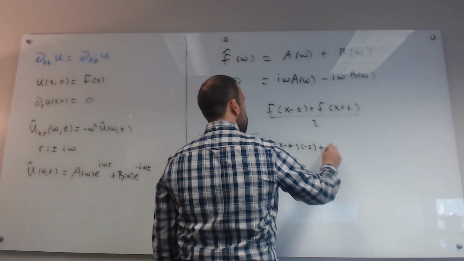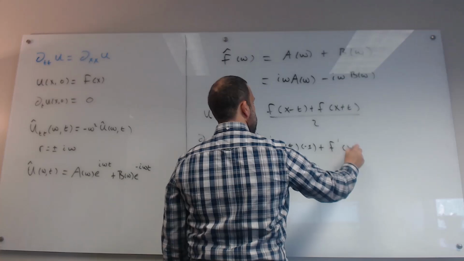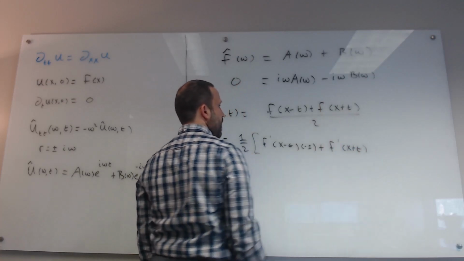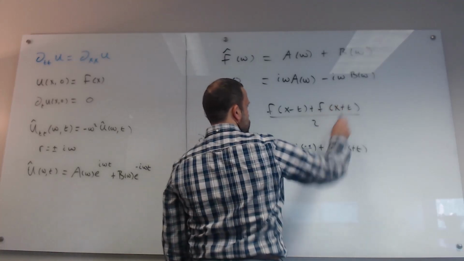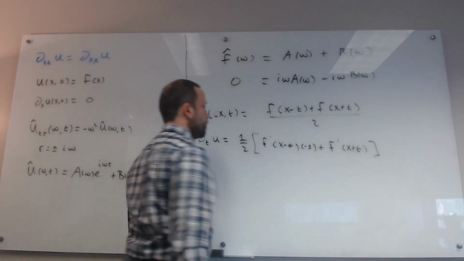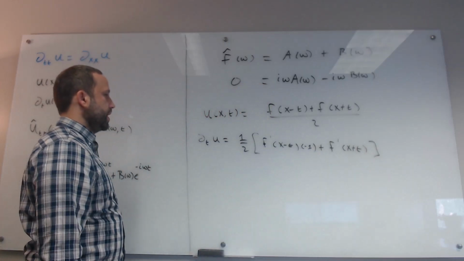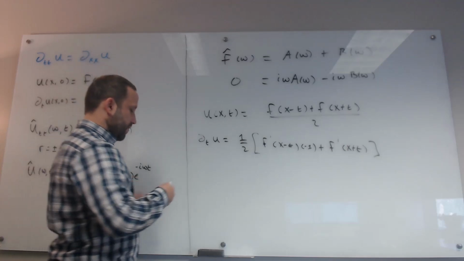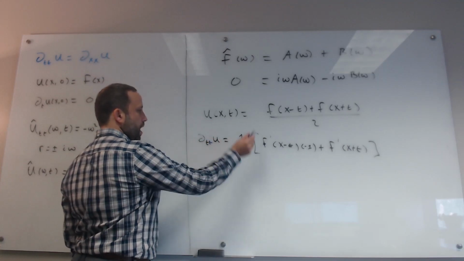And then plus f prime of x plus t, again applying the chain rule, times the derivative of x plus t with respect to t, which is just 1. So that's the t derivative. If I do the double t derivative of u, I'll have the 1/2.